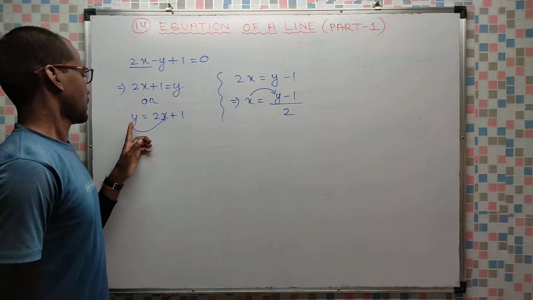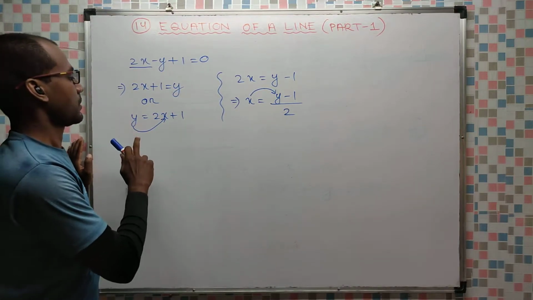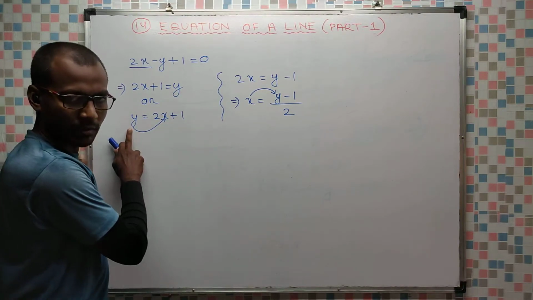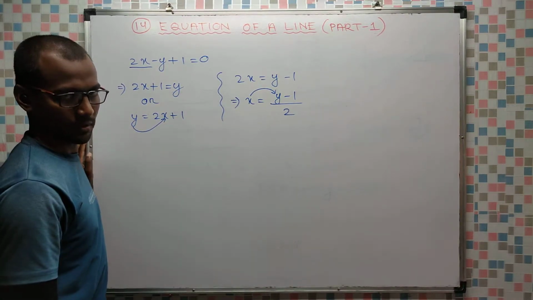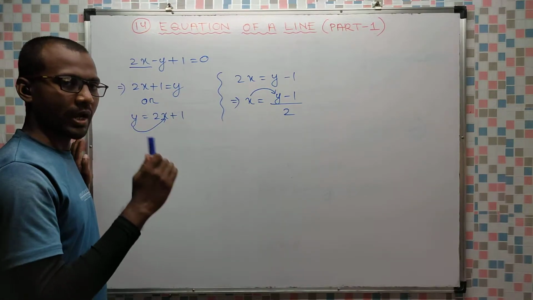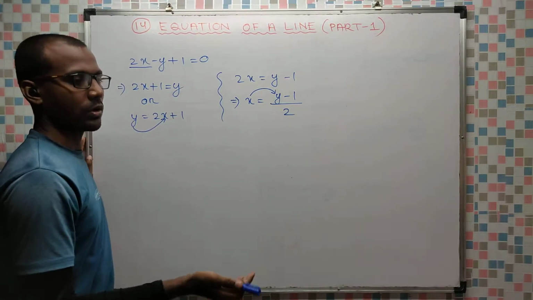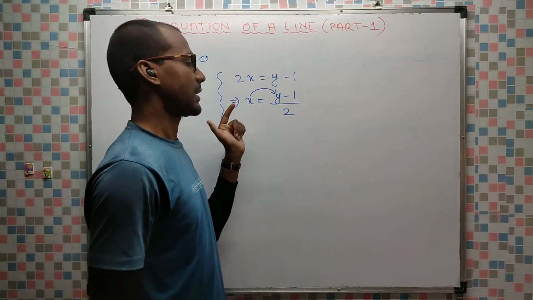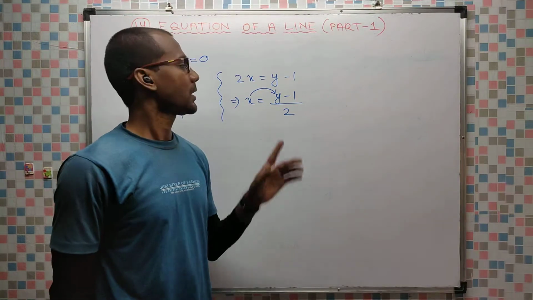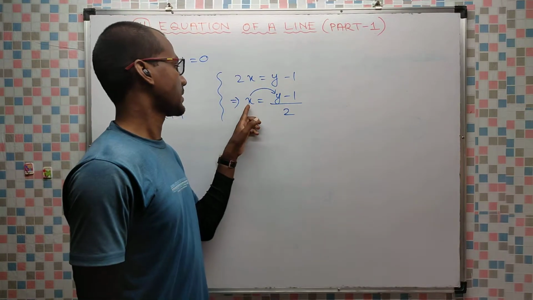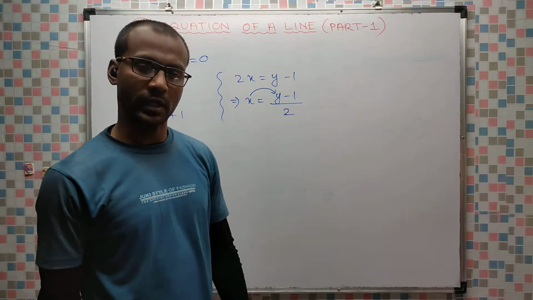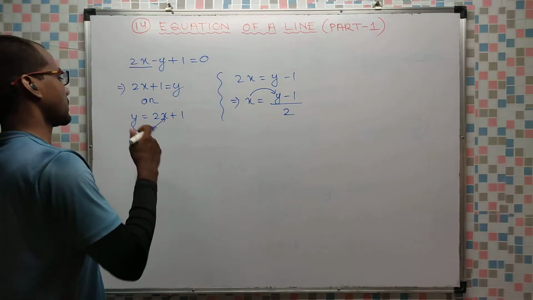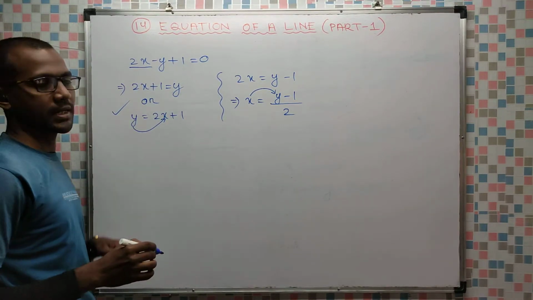See this equation, y equal to 2x plus 1. Here y depends on x. So y is called the dependent variable and x is called the independent variable. Here x is equal to y minus 1 whole by 2. Here x depends on y. So x is the dependent variable and y is the independent variable. You can choose any one of these two. I choose this one. I always prefer to take y as the dependent variable.